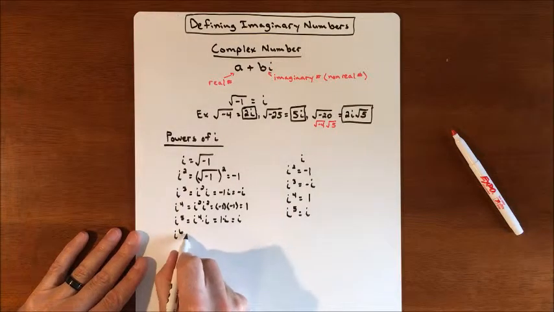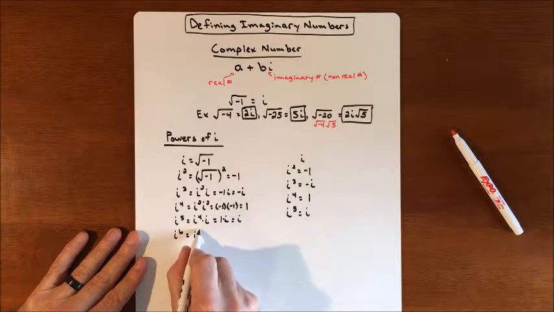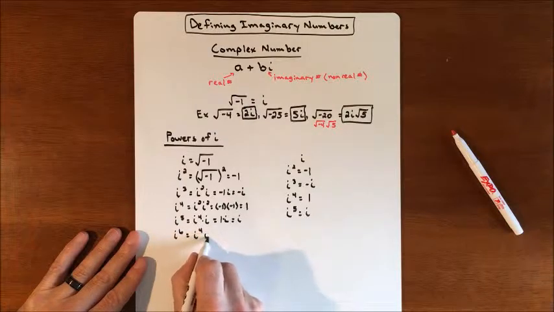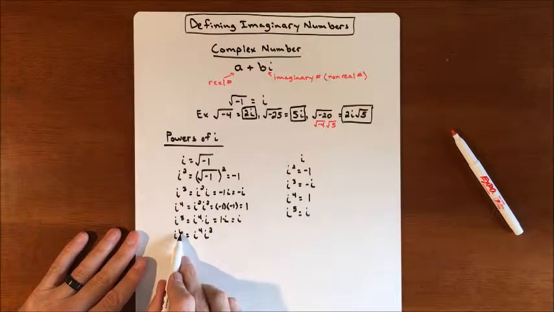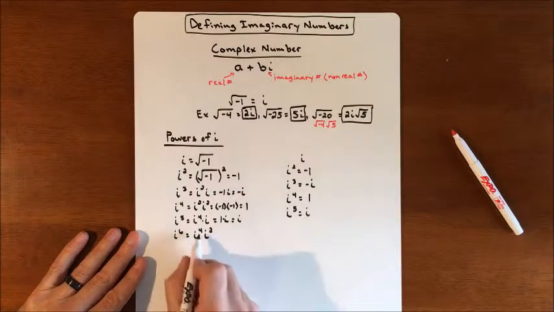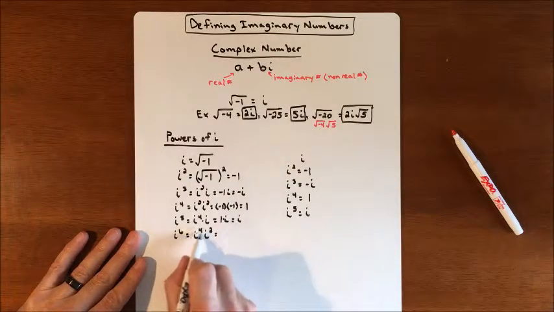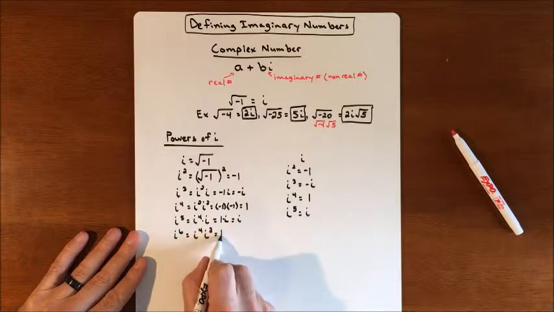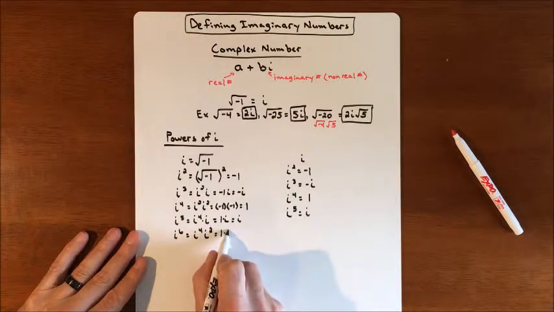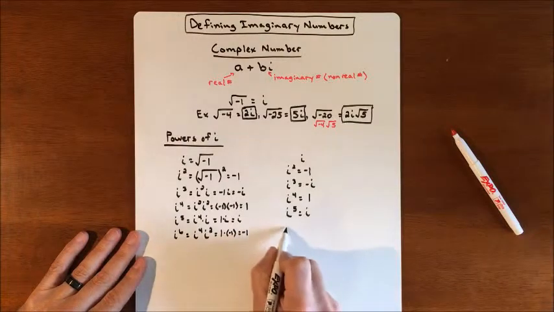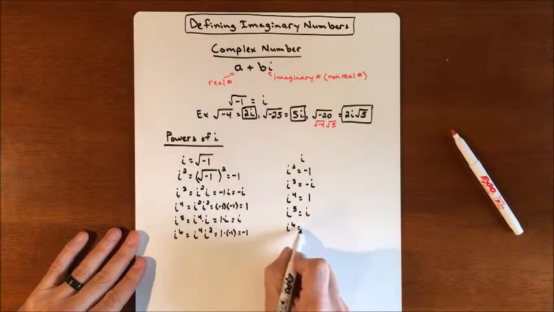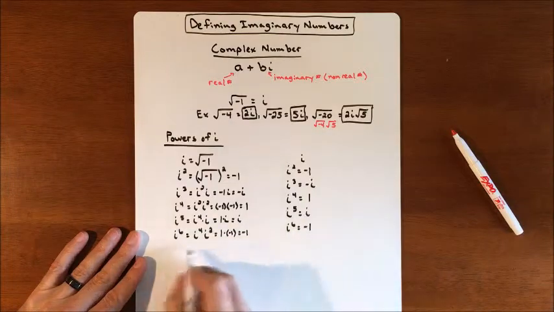So i to the 5th is equal to i. i to the 6th: we can break it into i to the 4th again and an i squared. Those together make 6 i's all multiplied together. i to the 4th is always the nicest group that we can take out of it. So that's a 1. i squared is a -1. So that multiplies to -1. i to the 6th equals -1.